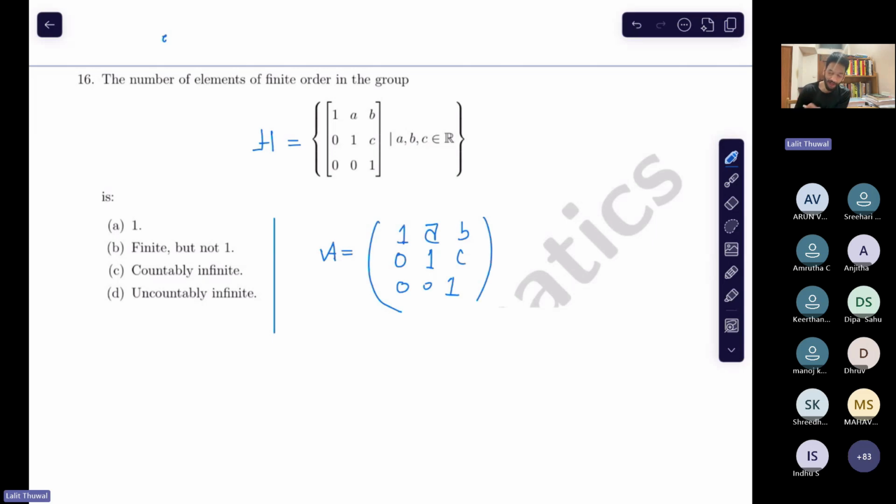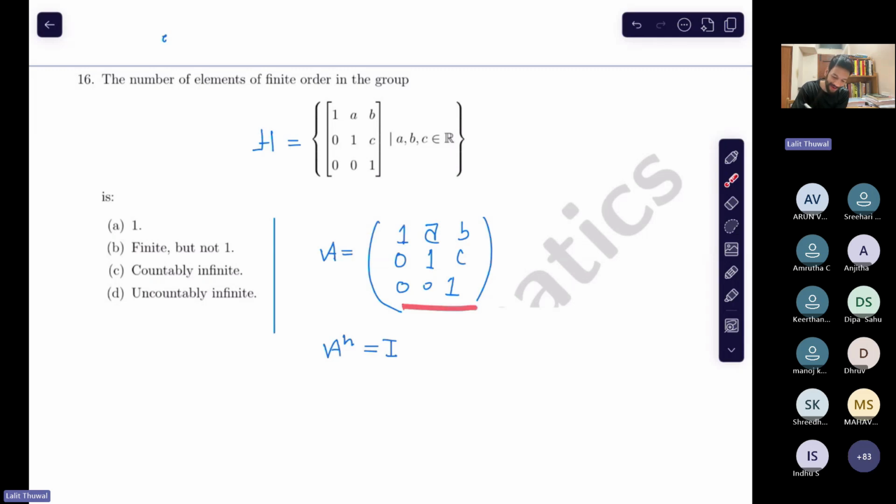I have taken an arbitrary element. So we want to see when a to the power n equals I. What type of elements will satisfy this for some n? Here something comes into play. If you directly take some element and try to find its square, its cube, you will get into trouble. It will be calculative, so not easy to decide.